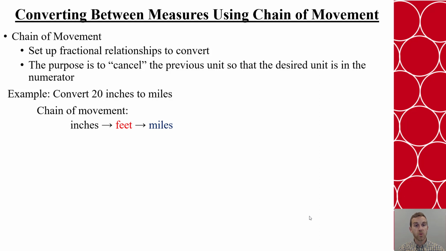So we start with what do we know? We know we have 20 inches and we put that over 1. If this was 3/4 of an inch, we would do 3 over 4 and our unit would still be inches in the numerator. Now we want to make sure that the inches simplifies to 1, leaving us with feet in the numerator. So we know we have the relationship of 1 foot to 12 inches.